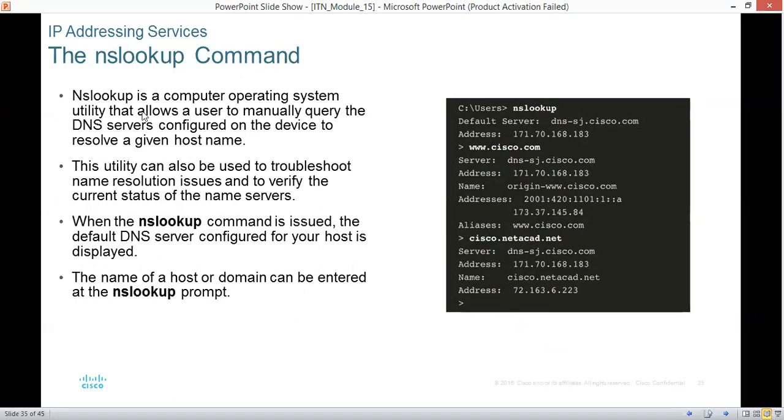The NSLOOKUP command: NSLOOKUP is a computer operating system utility that allows a user to manually query the DNS service configured on the device to resolve a given host name.